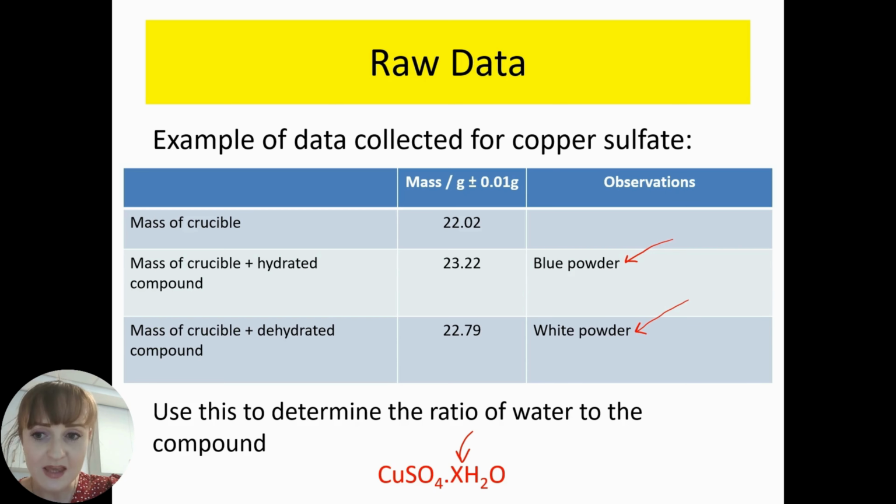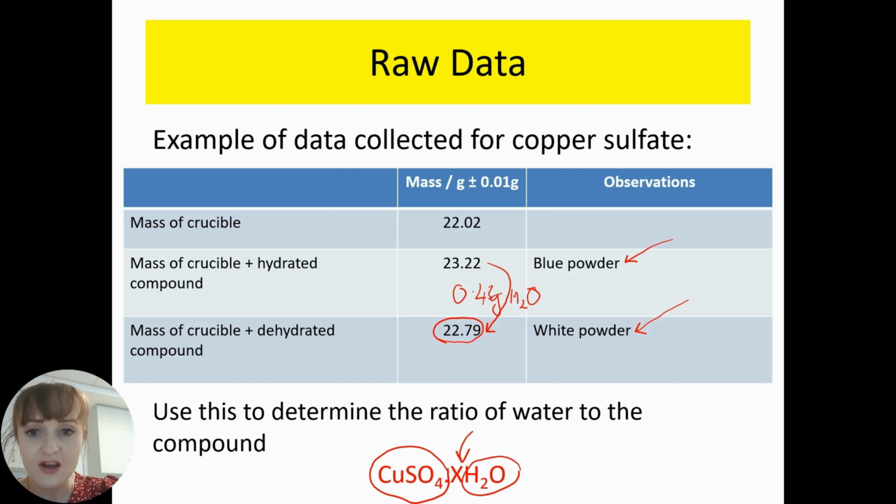The differences between these masses are what will represent the mass of water and the mass of the copper sulfate. I know that heating this compound is what causes the water to be lost. So the difference between these two is the mass of water that's present. That works out at being 0.43 grams. I know that what should remain at the end is just the copper sulfate. So the difference between the first mass and the last mass should be my mass of only copper sulfate, which works out at being 0.77 grams.